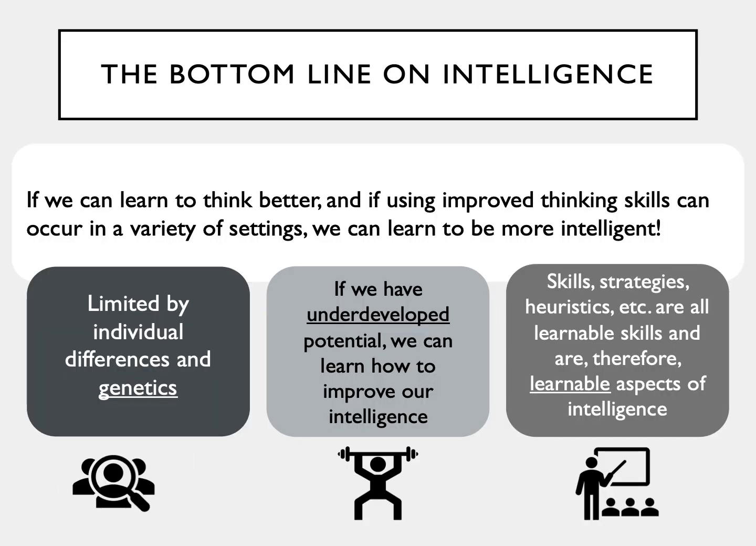So what's the bottom line on intelligence? The research evidence strongly supports the interpretation that if we can learn to think better, and if using improved thinking skills can occur in a variety of settings, we can learn to be more intelligent. Now, this is limited by individual differences and genetics. The research shows that our genetic portion of our intelligence gives us basically a range that we might fall in.